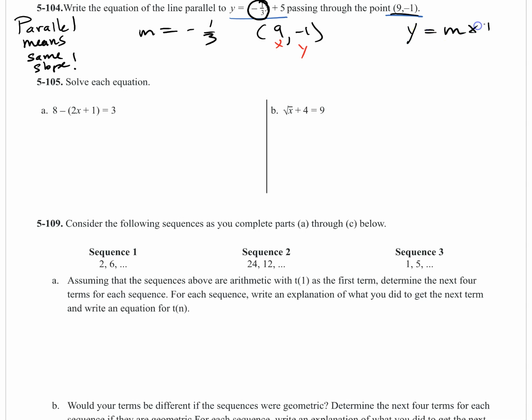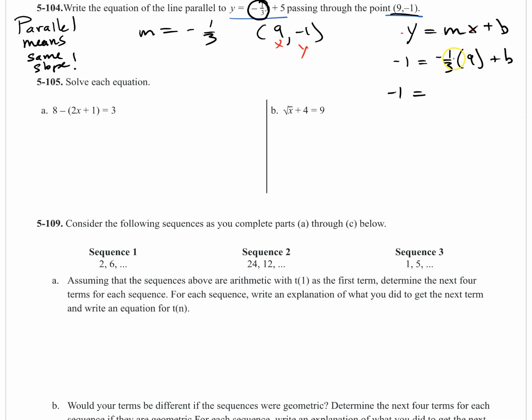We're going to take the equation of a line, y equals mx plus b, and we're going to plug in x, we're going to plug in y, we're going to plug in m. Plug in 3, leave b, b. So this is -1 equals -1/3 times 9 plus b.